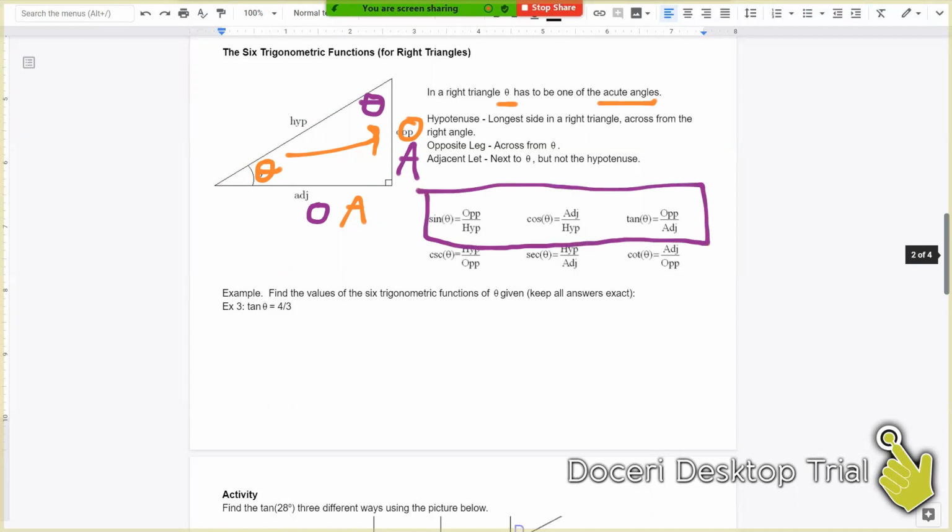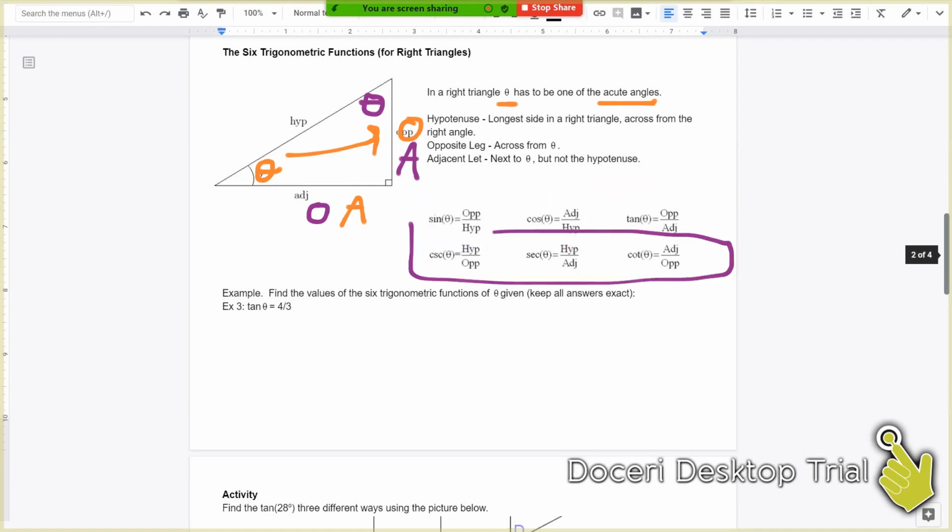So SOH-CAH-TOA is a way to remember it. So meaning sine is equal to opposite over hypotenuse. Cosine is equal to adjacent divided by hypotenuse. And tangent is equal to opposite over adjacent. All right, so sine, cosine, and tangent are just the ratio of two sides of a right triangle. Now, this stuff down here, we'll study more later on. Don't worry about it yet.